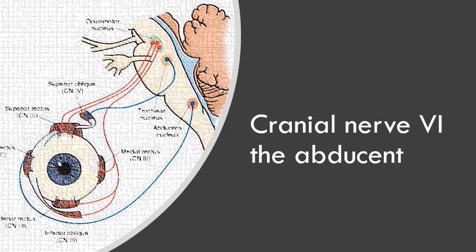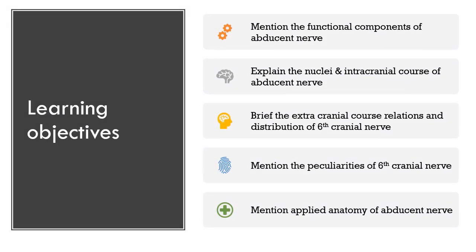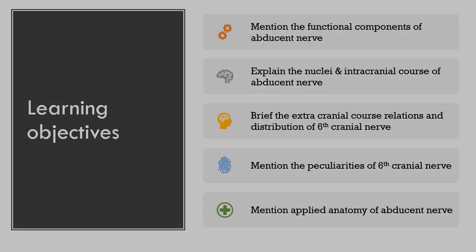Let me discuss cranial nerve number 6, the abducent, meaning abductor of eyeball, supplying lateral rectus. These are the learning objectives: mentioning the functional components of abducent nerve, explaining the nuclei, intracranial course, extracranial course and relations and distribution, mentioning few peculiarities of sixth cranial nerve and related applied anatomical aspects.